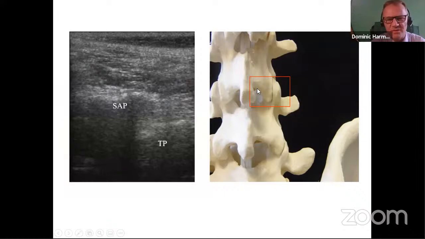Now, to show you a tiny bit more detail here, here's the skeleton, and over here's an ultrasound image. And on the skeleton, you see the facet joint. Now, here's one of the tricks of the trade to point out to you: the facet joint is virtually gone by the time you actually see the transverse process.